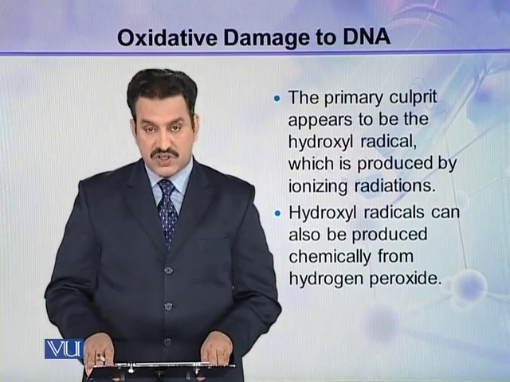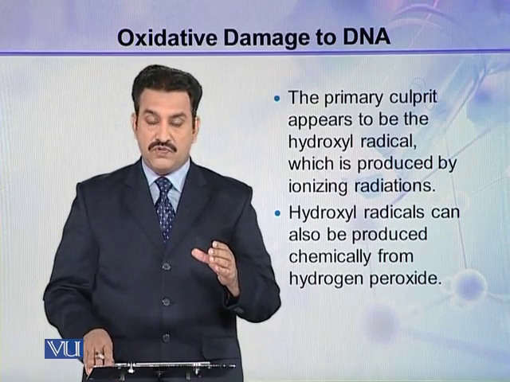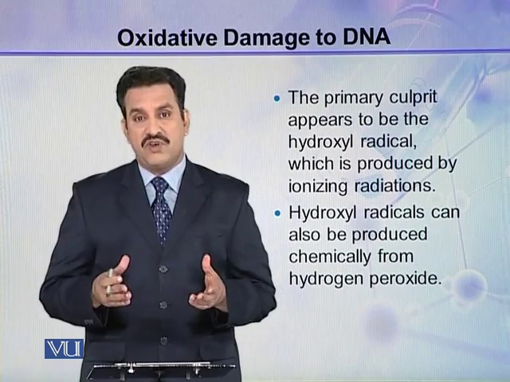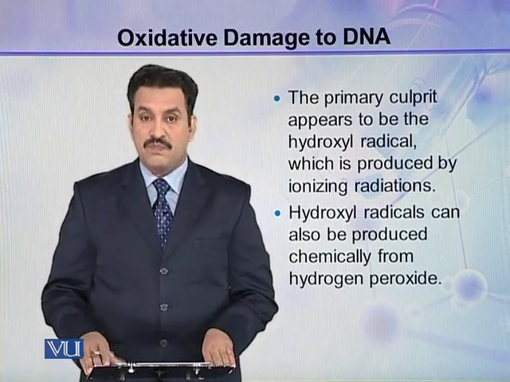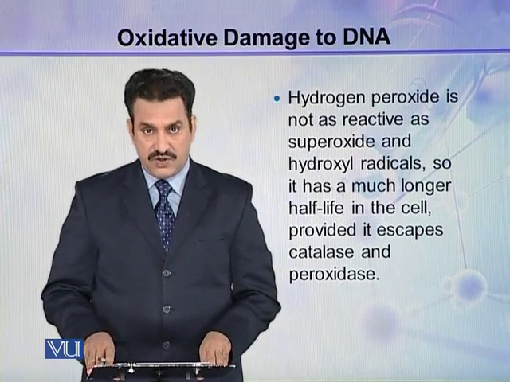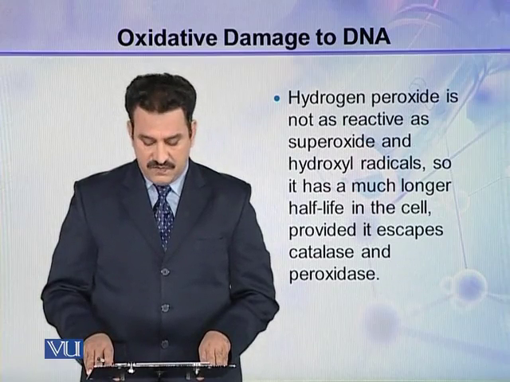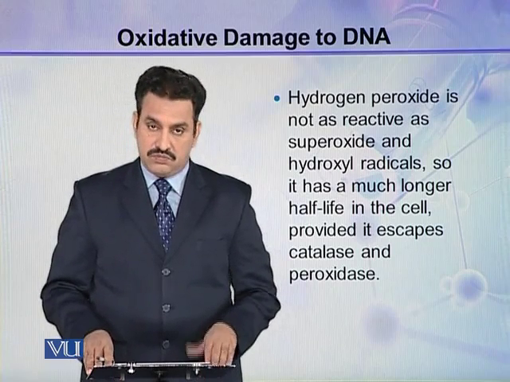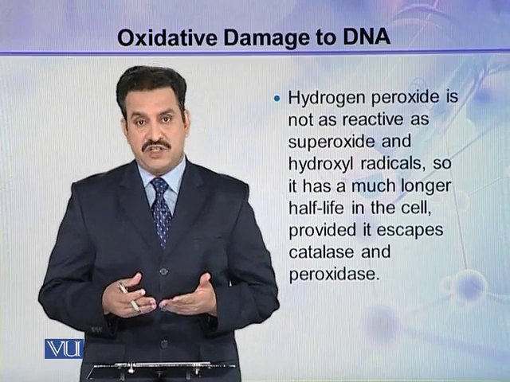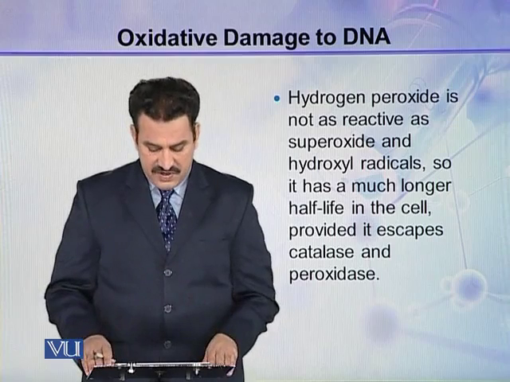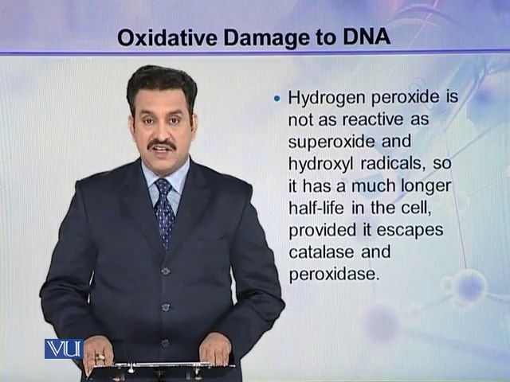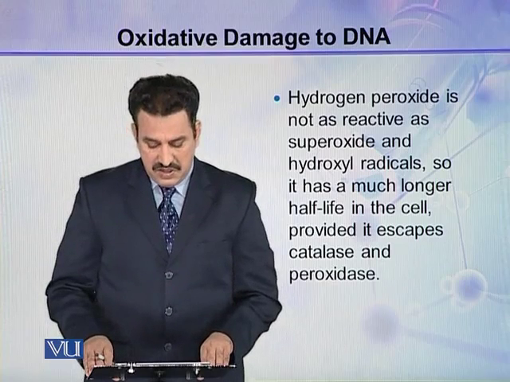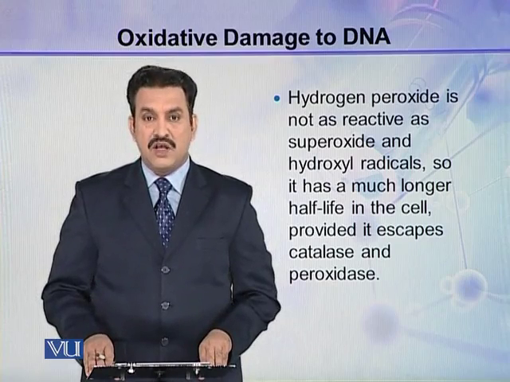Hydroxyl radicals can also be produced chemically from hydrogen peroxide. So one source of these hydroxyl radicals is ionizing radiation, and the other is chemical reactions from hydrogen peroxide. Hydrogen peroxide, H2O2, is not as reactive as superoxides and hydroxyl radicals, so it has a much longer half-life. Definitely it will have a longer half-life in the cell, provided it escapes catalase and peroxidases. These two enzymes don't allow hydrogen peroxide to stay in the cell for longer times.